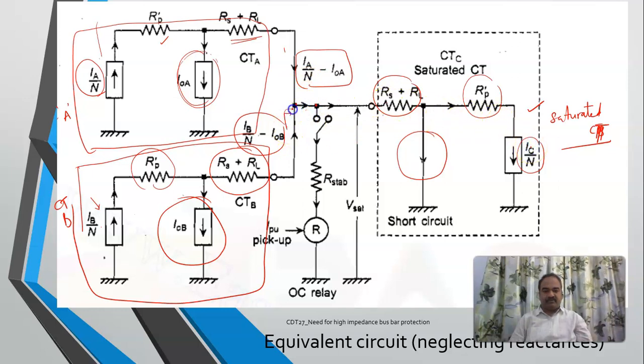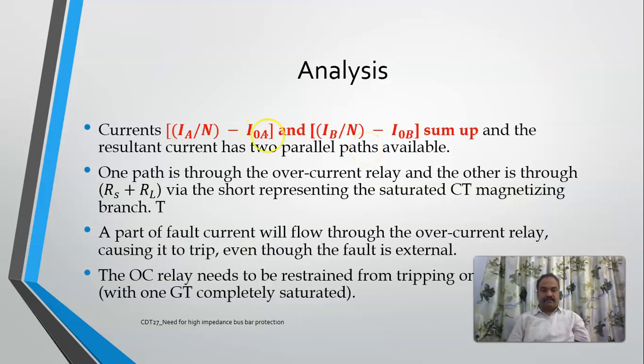So whatever the current which you are getting here now, if you carefully see, it has two paths. This is one path which it can move, this is the other path which it can move. So two paths are available now. The currents coming from your CTA and CTB both sum up, and the resultant current has two parallel paths. One path is through the overcurrent relay, the other is through RS plus RL via the short representing the saturated CT.